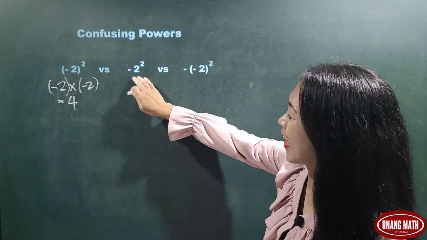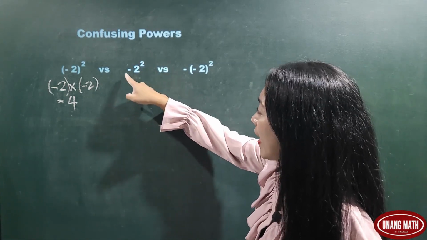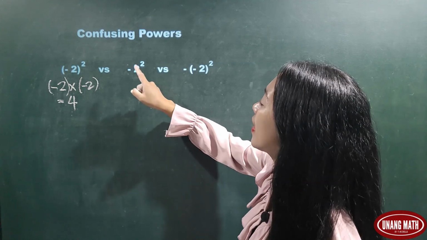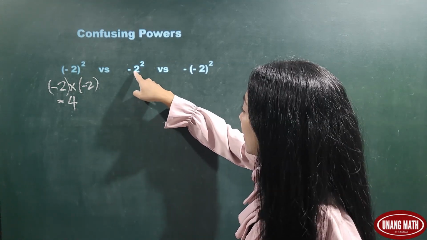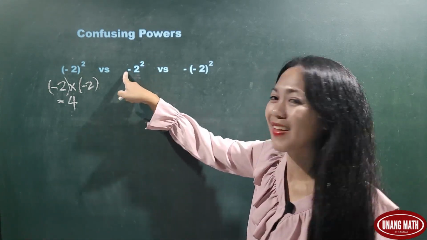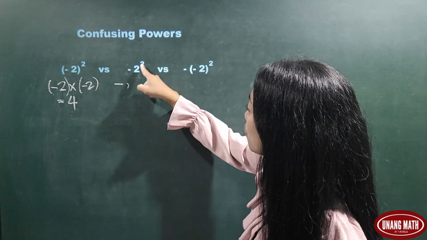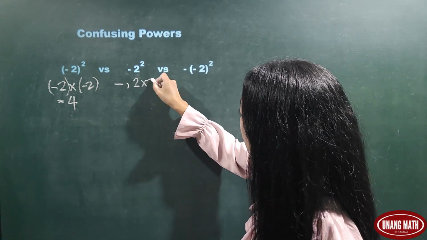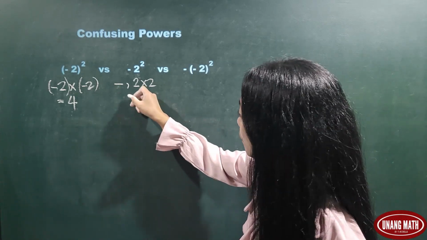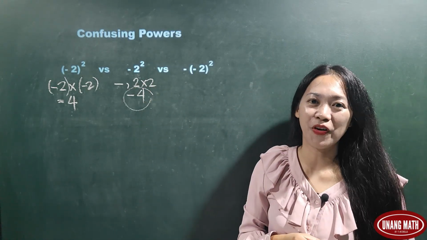Okay, let's move on to this next number. Negative 2 raised to the power of 2, and this is not inside the parenthesis. This means that we need to multiply this number 2 by itself 2 times, not including the negative sign. So we can write it this way: negative, and then 2 raised to the power of 2 is 2 times 2, and this is equal to 4. And we just need to attach this negative sign before this number 4. So this is negative 4.